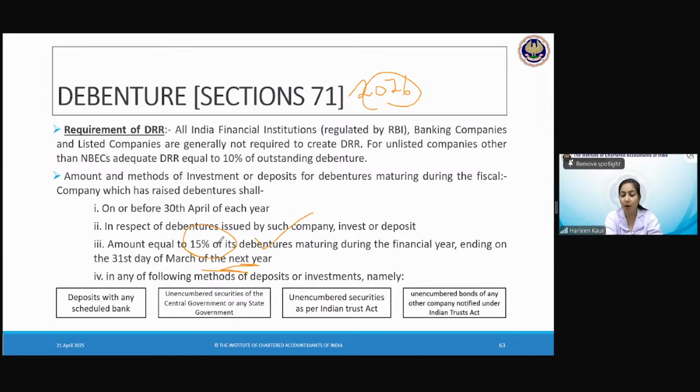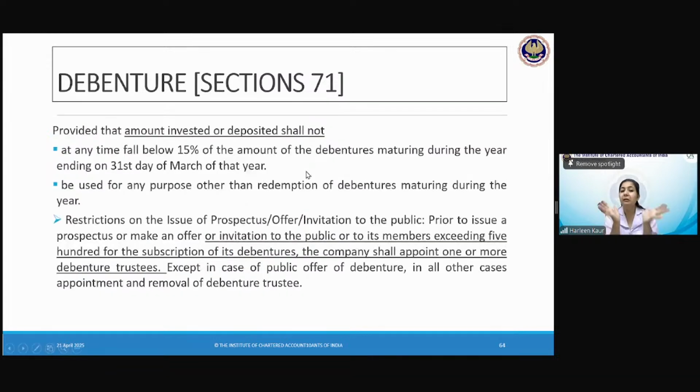Debenture redemption reserve amount has to be invested in deposits with a scheduled bank, unencumbered securities, and others as per the Indian Trust Act. All these places we will be investing the 15% of the debentures amount which is maturing in the next year. And after that, the amount which you have invested or deposited shall not fall below 15% of the debentures maturing during the current year, 2025, if I'm considering the financial year 24-25.